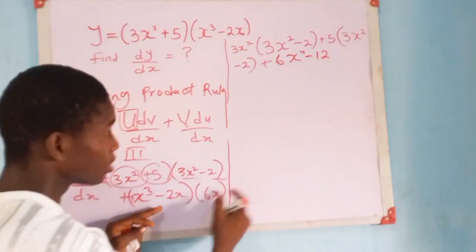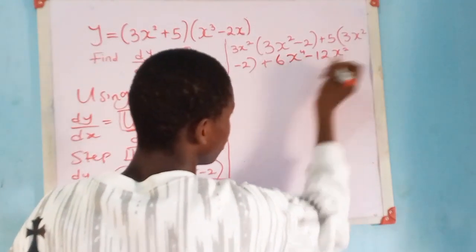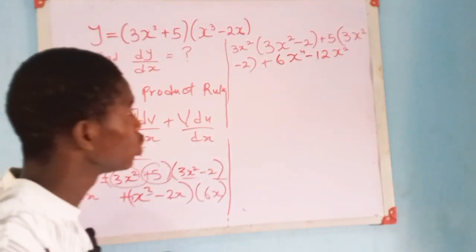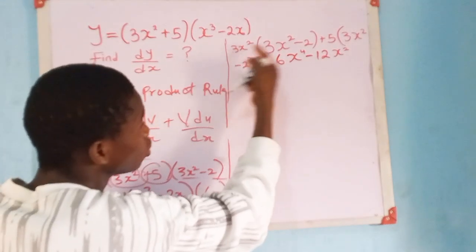Then x times x is going to give me what? X squared. Now you understand my point? You understand what I'm doing now? So let's continue from this point. What we'll be having here is that we are going to use this to multiply everything here.